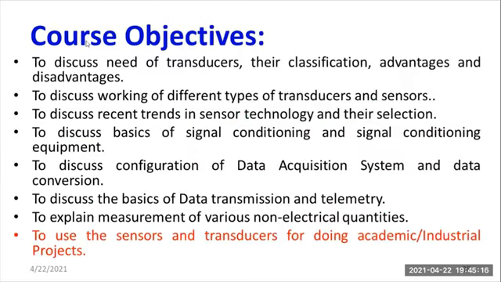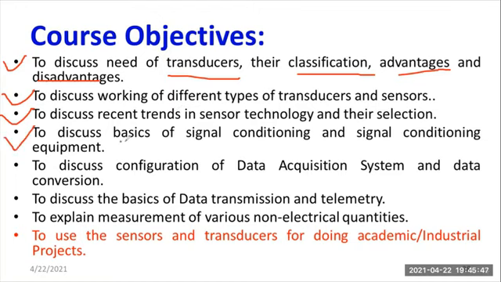So the main course objectives are as follows. To discuss the need of transducers, their taxonomy, pros and cons, and you have to become familiar with different types of transducers and their working, and also you have to become familiar with the sensors. Okay, and you have to bifurcate transducers and sensors, and discuss the recent trends in sensor technology and the selection. How do you select the sensors, and what are the cutting edge technologies? What are the current trends that you have to identify?